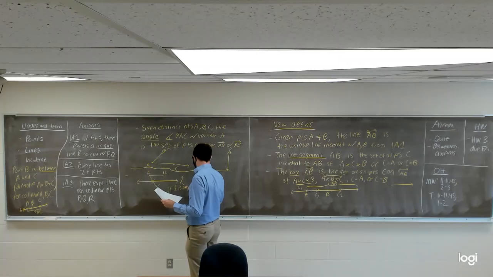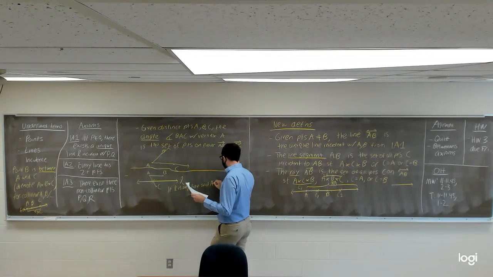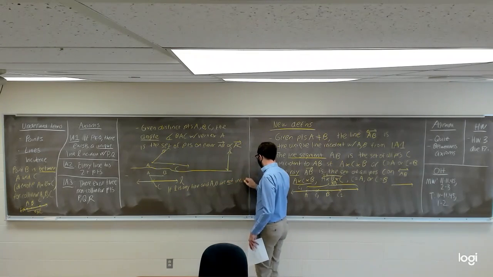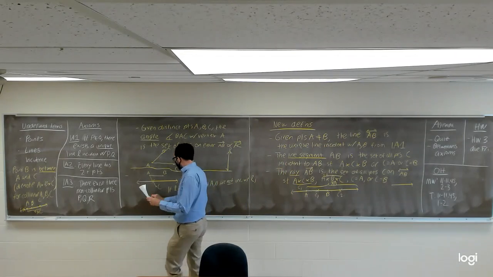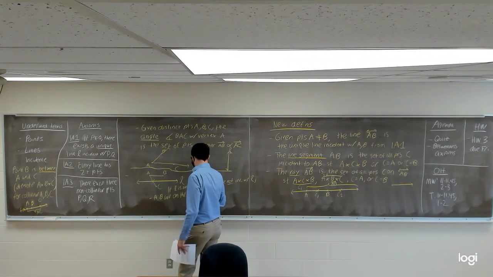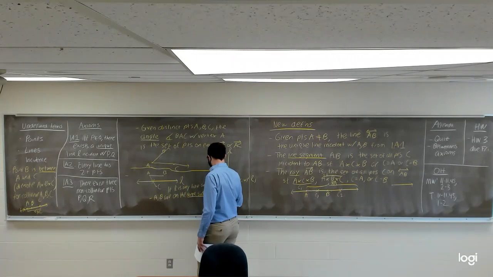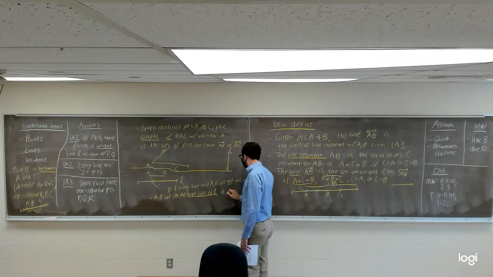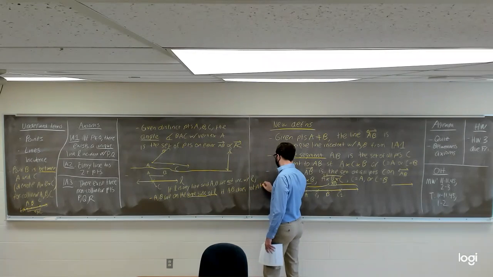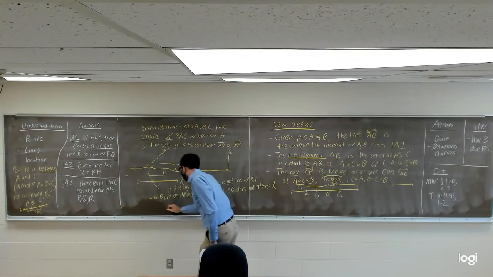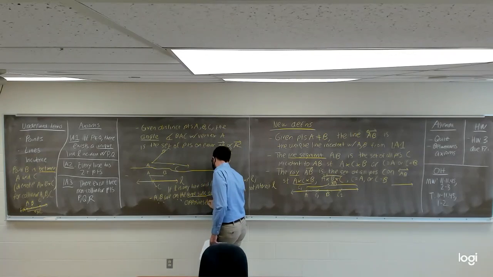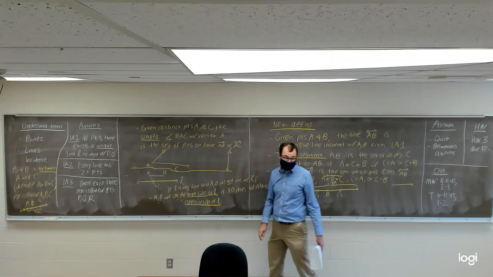any line, and A and B are not incident to L, then we can say that A and B are on the same side of L if segment AB does not intersect L. And they're going to be on opposite sides if the segment AB does intersect L.